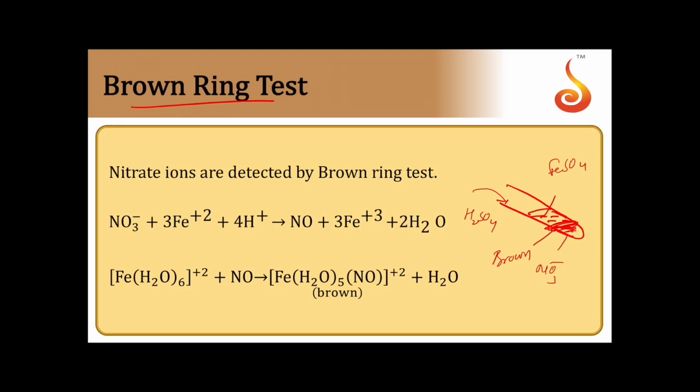So freshly prepared ferrous sulfate is added to the nitrate salt, then H2SO4 is added along the walls of the test tube. We can see a brown ring at the junction of two layers. The nitrate gets reduced to NO, and then it forms nitrosoferrous sulfate, which is the formula of the complex here. This itself is brown in color.